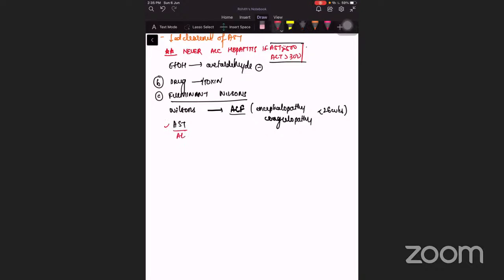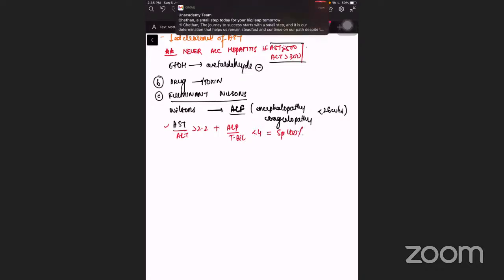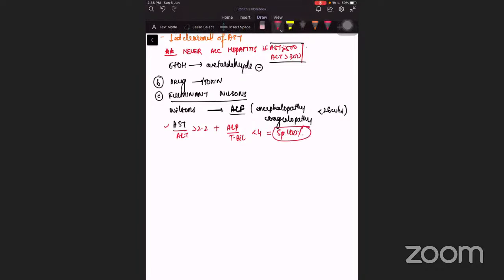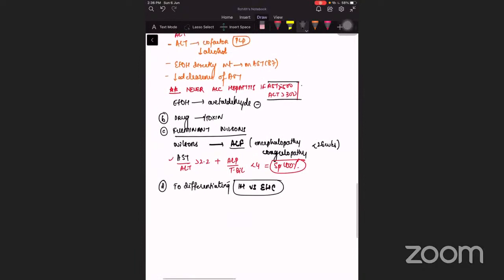One is the AST by ALT ratio more than 2.2, along with an alkaline phosphatase by total bilirubin level less than 4. If both are there, the specificity is 100% to diagnose fulminant Wilson's. So this is another useful tool. The other thing is that it helps in differentiating intrahepatic versus extrahepatic cholestasis. We'll come to this point as well. So these are the things that are commonly seen.